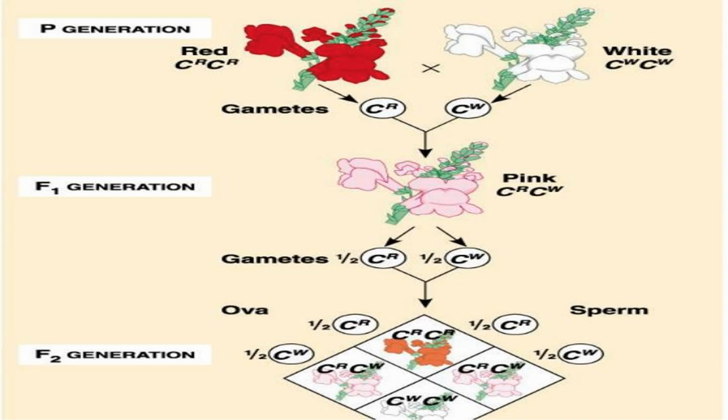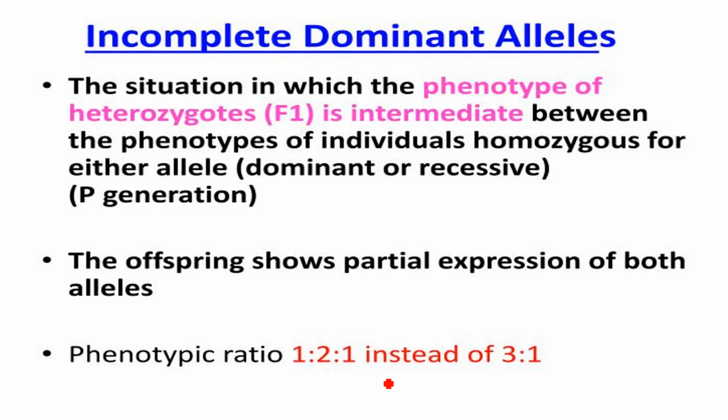The color is pink in the F1 generation. The gametes in the F1 generation are R and W. Then again it is crossed, and after selfing in the F2 generation we get these colors: one white, one red, and two pink in color. Now, next is incomplete dominance.